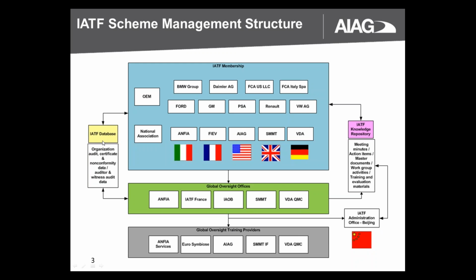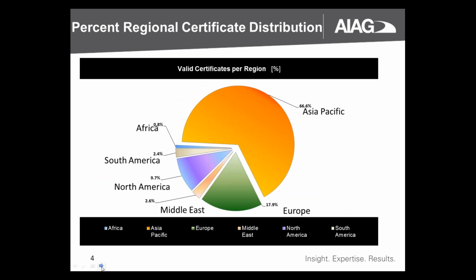The IATF database is used by the oversight offices and IATF membership to get information about audits, non-conformity data, audit and certificate dates, and who the audit team members were. Looking at the distribution of certificates, we're talking ISO TS 16949 certificates at this point. You will see that over 2/3 are in the Asia Pacific region, most of those being in China and India. North America actually has just under 10%.